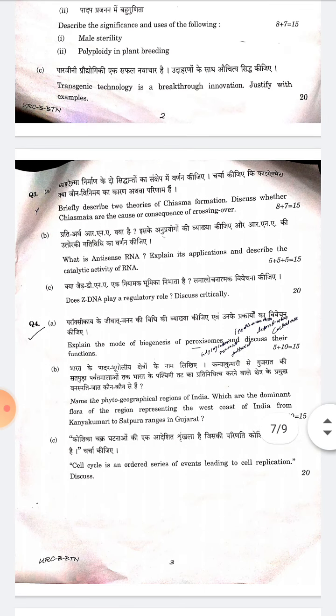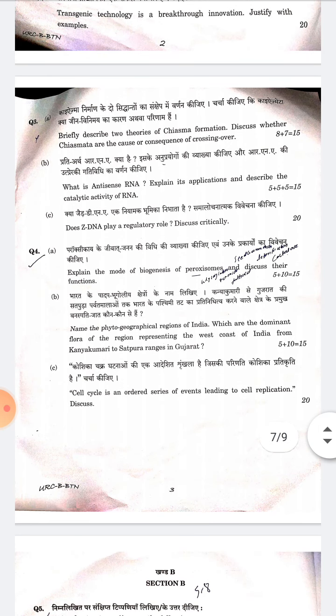And next we move on to question number 4, which has 3 subsections. Section A: explain the mode of biogenesis of peroxisomes and discuss their function. And B: name the phytogeographical region of India and the dominant flora of the region representing the west coast from Kanyakumari to the Satpura ranges in Gujarat. And C is the cell cycle. The cell cycle is an ordered series of events leading to cell replication, discuss.